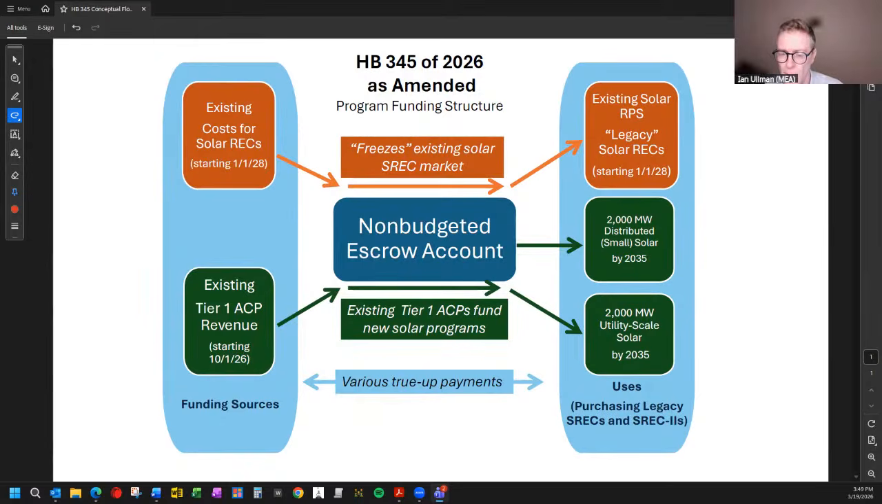If I may, there's one program funded from ACP that is for low and moderate income. That's the rooftop solar program that was created in the Brighter Tomorrow Act. Otherwise, most of our low and moderate income work, which is not based on solar but more about energy efficiency, is funded out of the REGI program. Yeah. Okay.